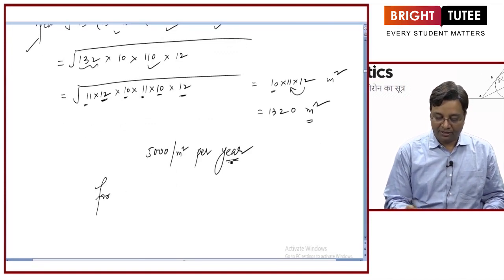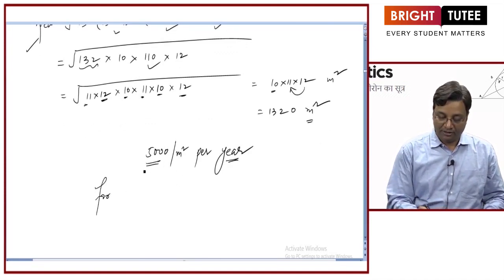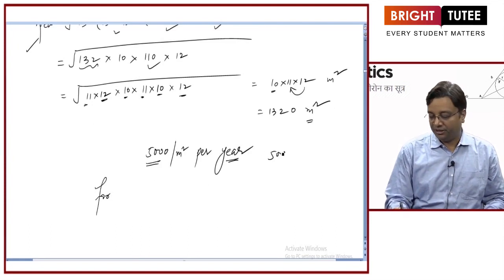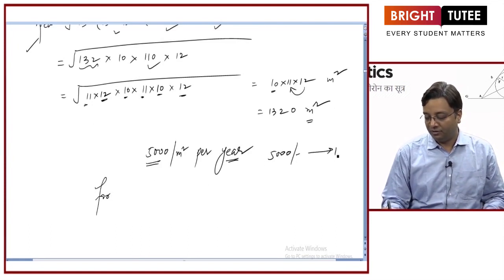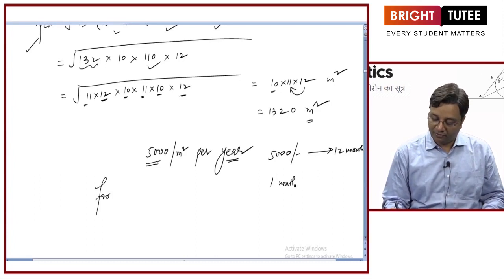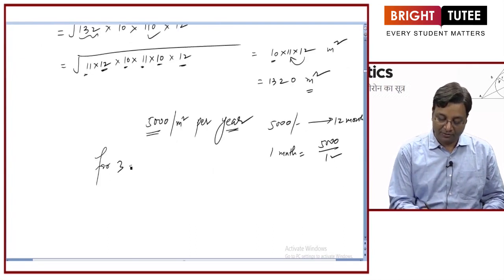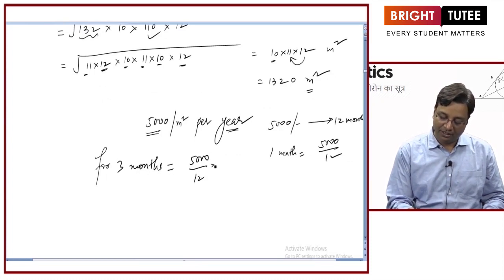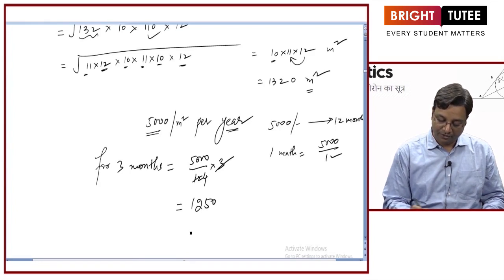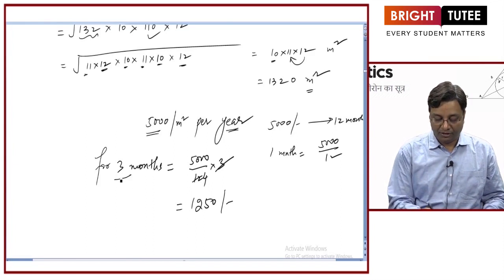So per year means this is for 12 months, right. 5,000 rupees is for 12 months. So for 1 month you have to pay 5,000 divided by 12, and for 3 months you will have to pay 5,000 by 12 into 3, that is 1250 rupees for 3 months.